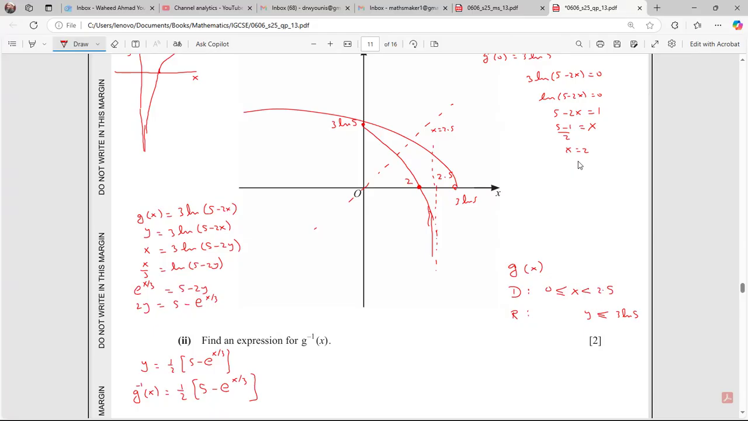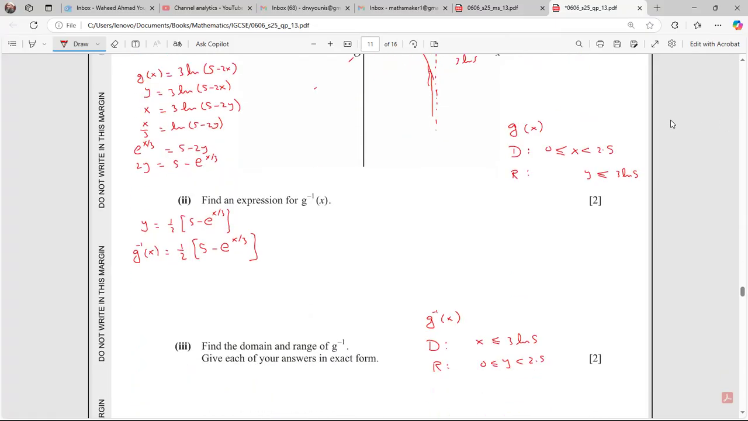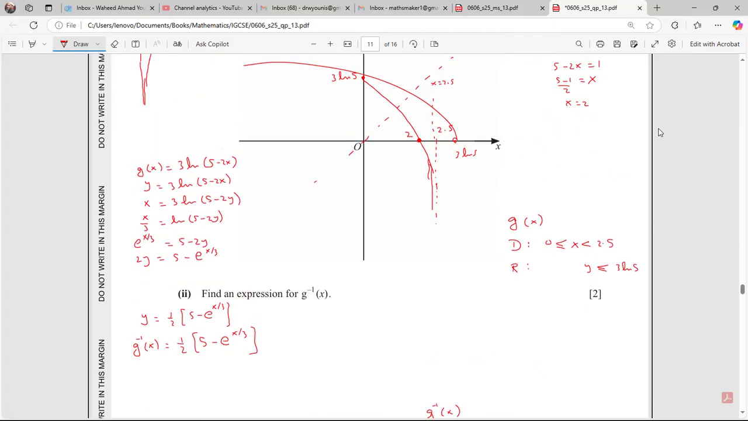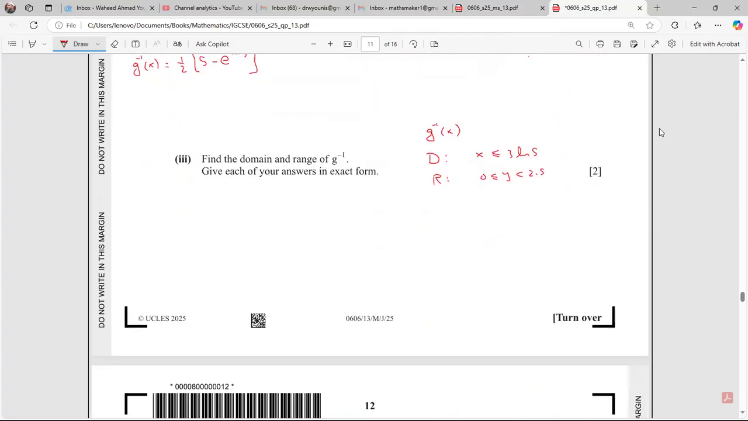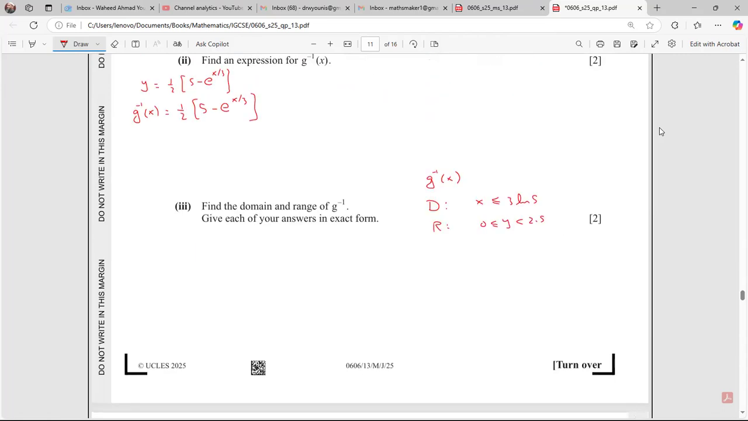So the domain is less than or equal to 3 log 5, and the range is between 0 and 2.5. Yes. Okay, I will stop over here.